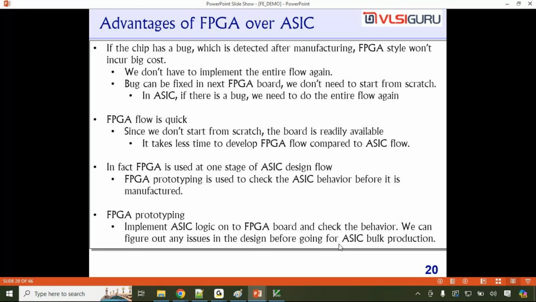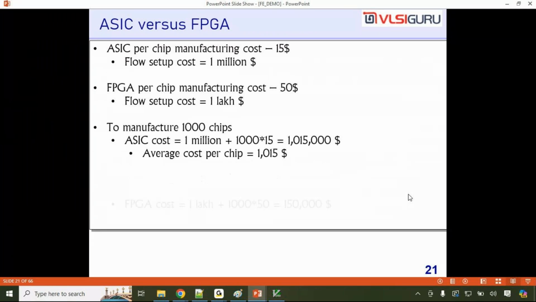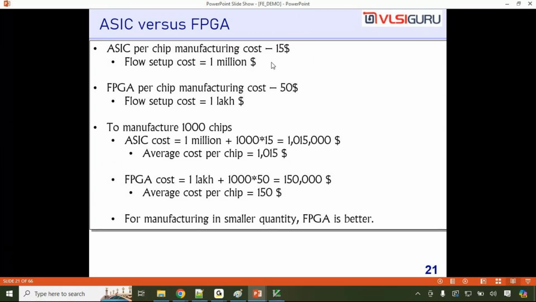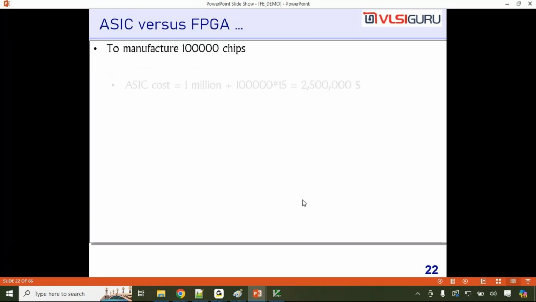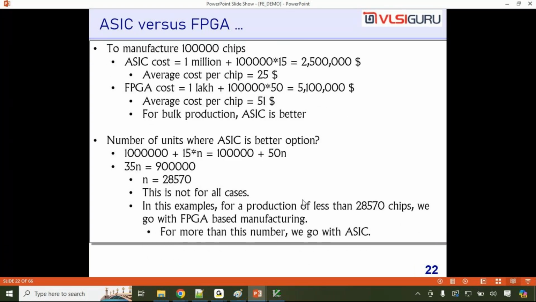If things are very complex, there will be something called emulation boards that will be used. Here I'm just talking about ASIC versus FPGA, and what the cost is. So in summary, what these two slides are all about is, if you are going for bulk production, if your chip will be used in bulk applications, then you go with which type? ASIC. If it is a limited application, I go with FPGA.